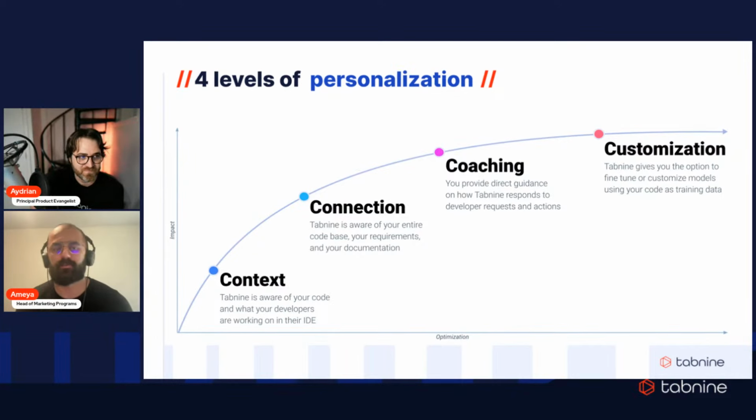There are 4 ways that we like to think about personalization and increasing personalization with an AI coding assistant in Tabnine, and I'll just use Tabnine here as an example. The way we approach personalization is that it is progressive.